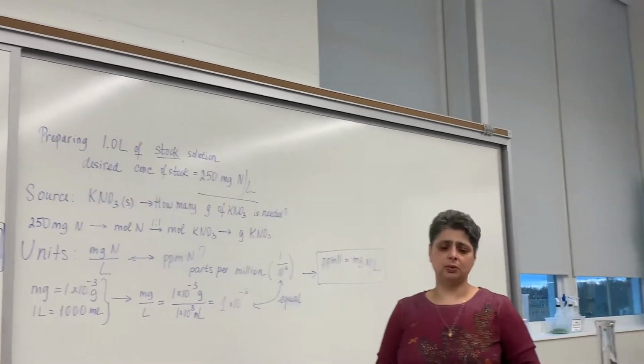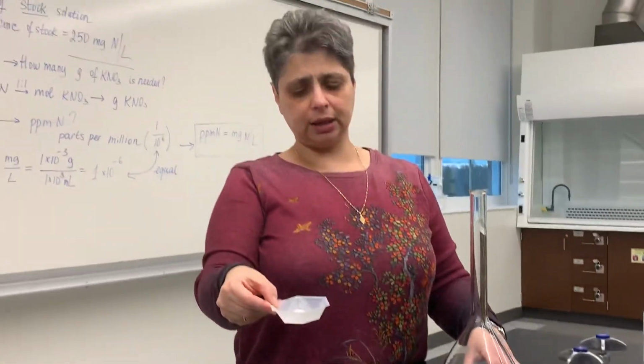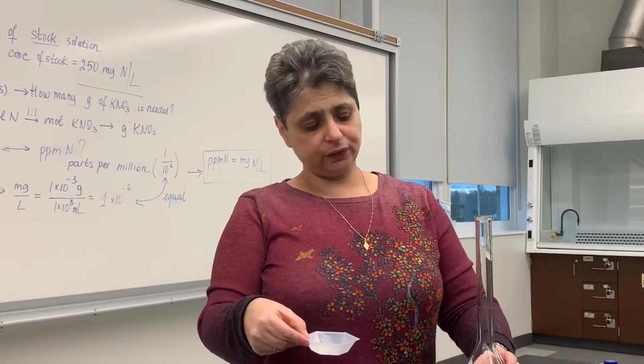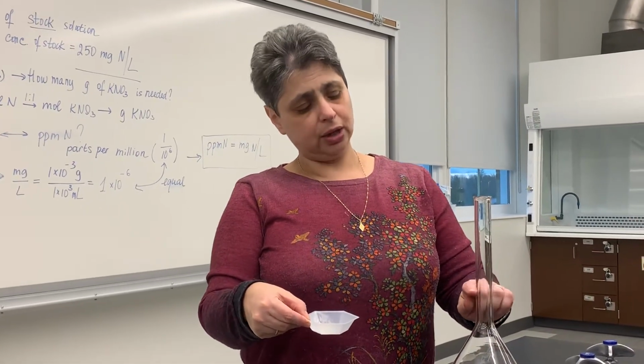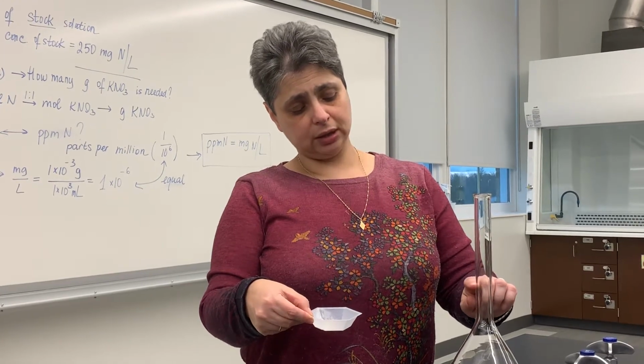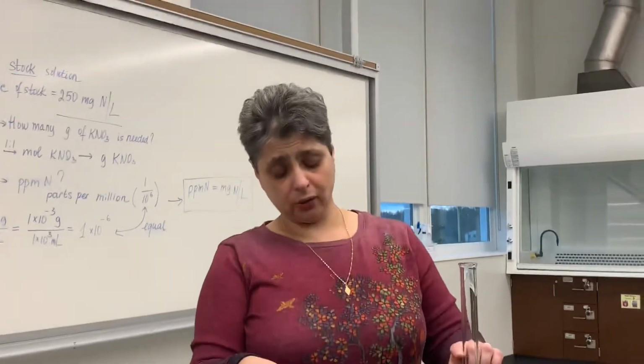So going back to my solution here, I have a dilemma. I have this solid, I need to add it to this flask, and then of course I would have to add enough water to have the meniscus right across this graduation line in the neck of the flask.